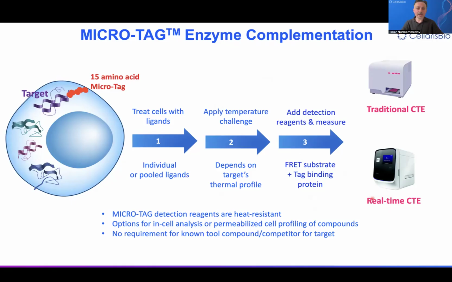Now, the microtag system has its numerous advantages. Its elements are heat resistant. You could use intact cells or cellular lysates, and there is no need to label your compound, or there's no need for a competitor compound.